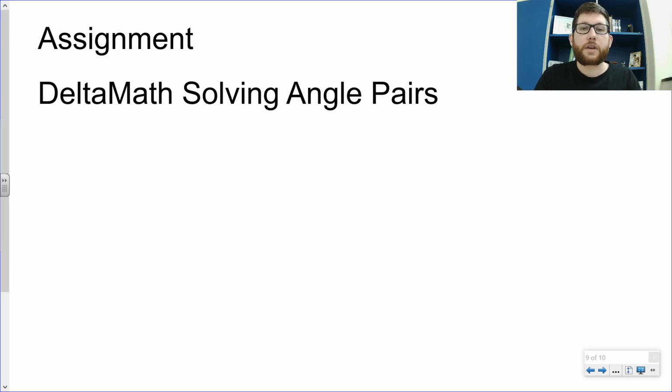So here's your assignment. Go to Delta Math, do the solving angle pairs. There's 2 of them. Do the first one. The first one is going to just have you do 15 questions. For every question you get wrong, it is going to take you back 1. So I need a lot of these questions done right, but they really should be very quick. You should be able to solve them without any problems.